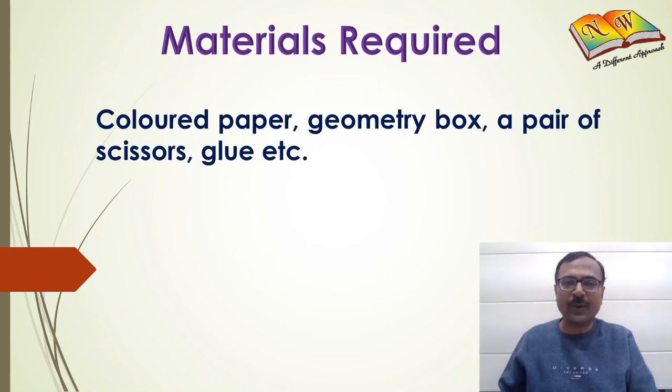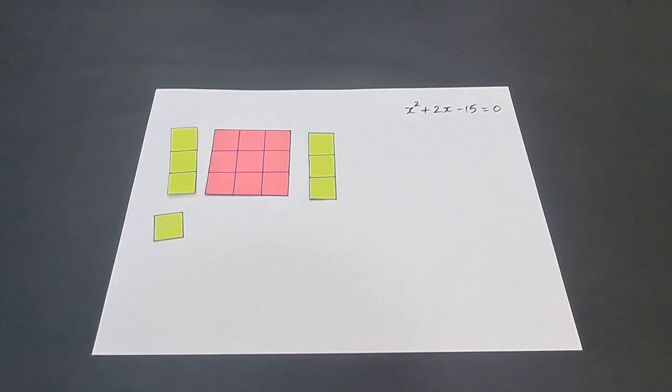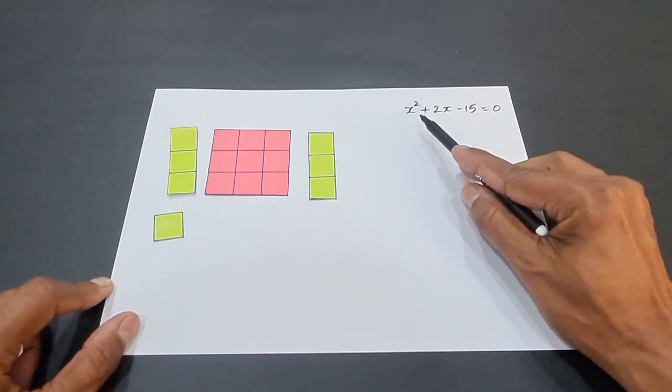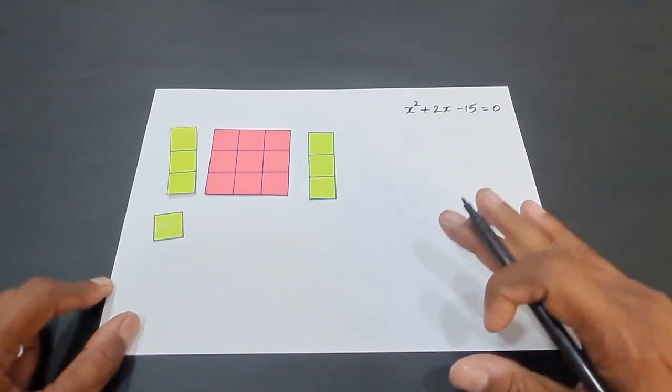What is the material required for this activity? We require some colored papers, geometry box for measurements, a pair of scissors for cutting, and glue for pasting work. Let's see how we can find the roots of a quadratic equation using this activity. So we will be attempting to find the roots of this quadratic equation x² + 2x − 15 = 0 using this activity.